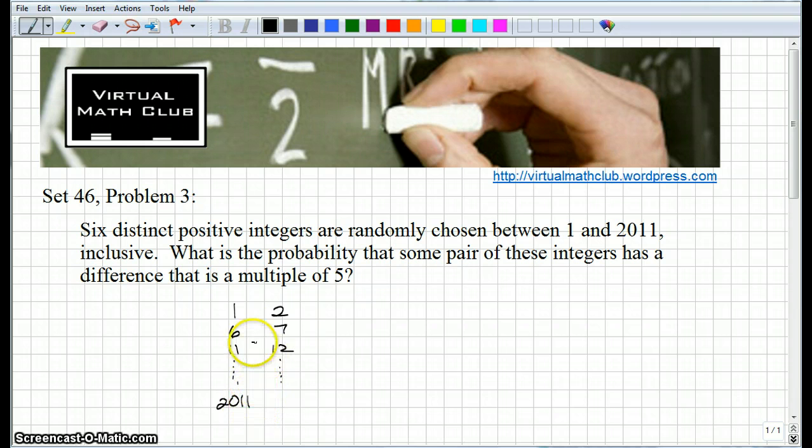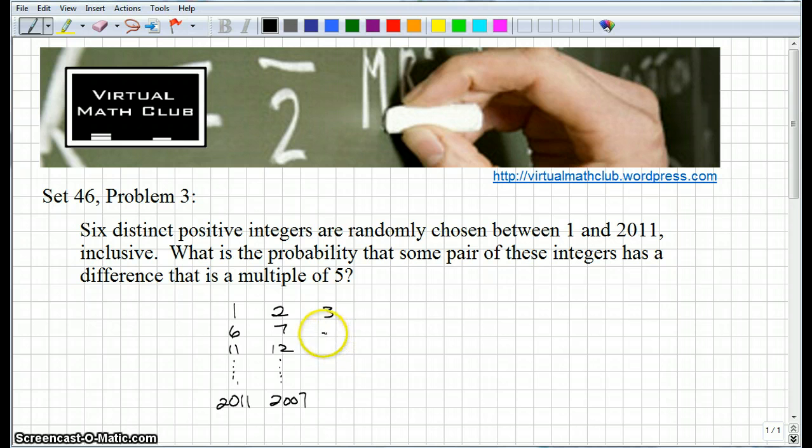Well, it looks like these are all 1 more, but 2012 is outside of our range here, so let's subtract 5 from 2012. So 2007 will be the biggest number that we could find, where the difference between any 2 numbers in this set gives you a multiple of 5. Okay, so let's keep going.